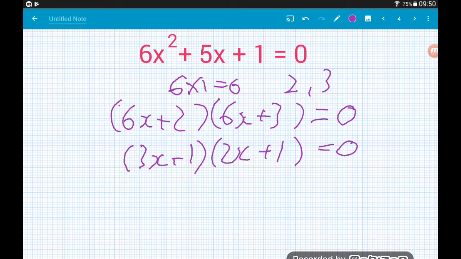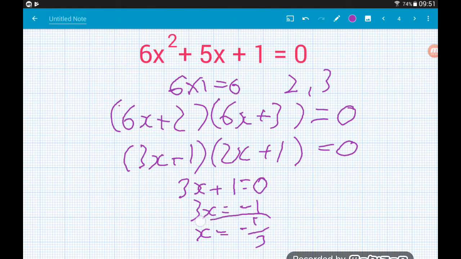So we've got two possibilities here then. Either 3x plus 1 is equal to 0. So let's deal with that first. If 3x plus 1 is equal to 0, then we're going to get 3x equals minus 1, and then divide by 3, x is equal to minus a third.